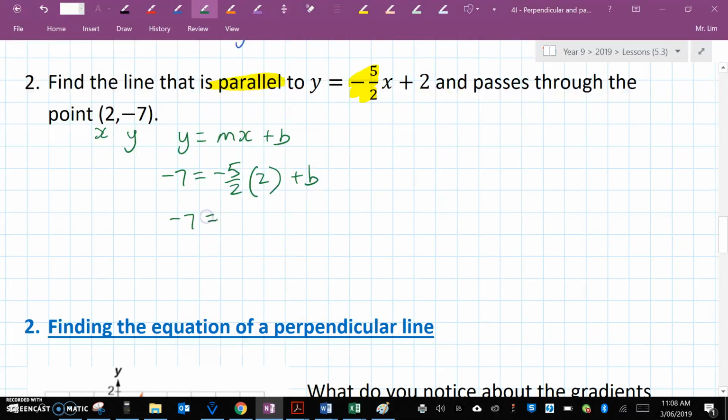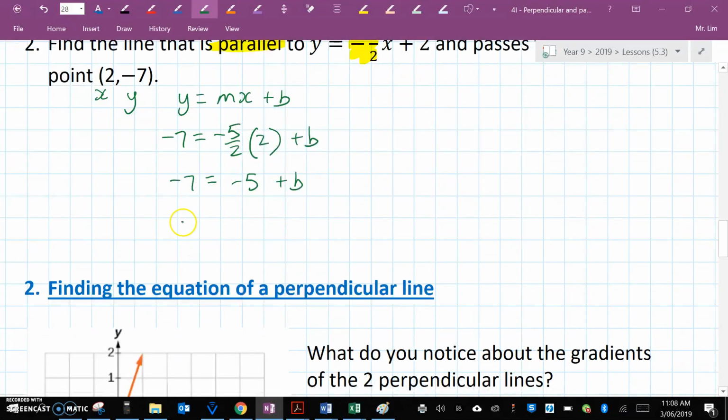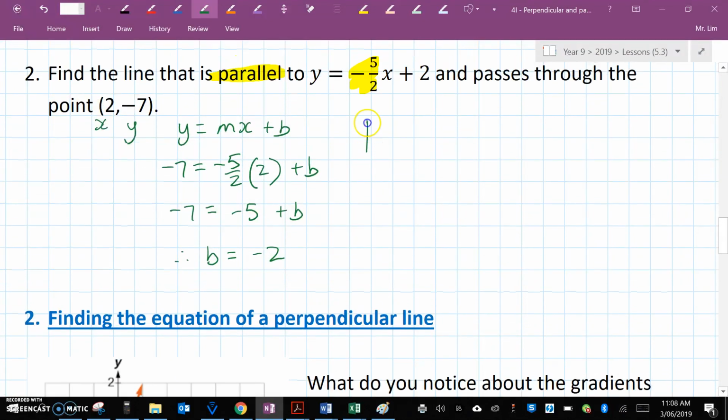Minus 7 is therefore equal to minus 10 divided by 2 is minus 5, plus b. Therefore, b is equal to minus 7 plus 5, which is minus 2. Therefore, the equation of the line is y is equal to m, minus 5 over 2, x plus b, which is minus 2.